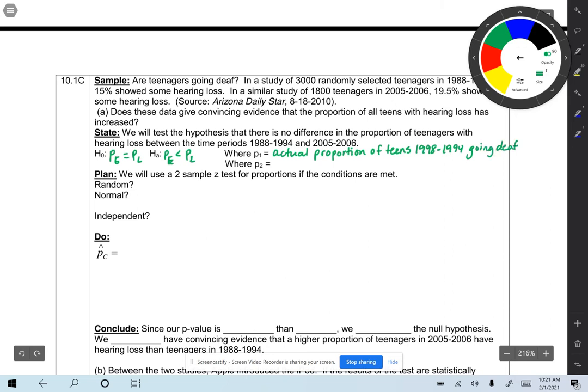And P2. Oh, we're not going to use P1, P2. We're going to change that to PE and PL just to be consistent on this one. But you can use 1 and 2, just make sure you tell which is which. And PL is the actual proportion of teens in 2005, 2006 going deaf.